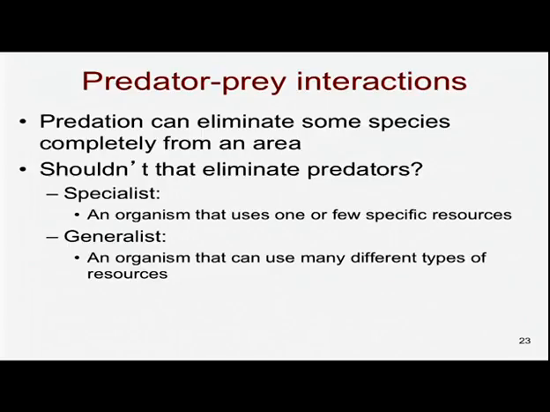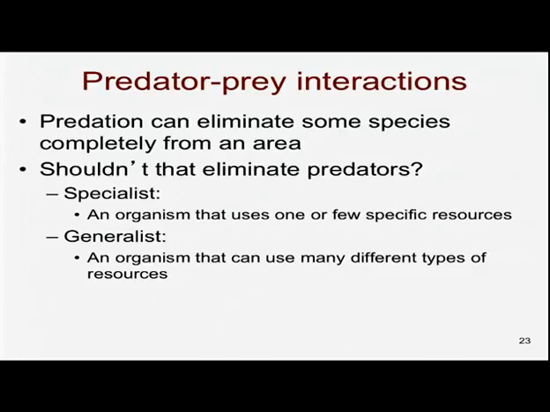Okay, so if predation can get rid of a species, wouldn't that eliminate the predators? Yeah, in some cases it might, especially if the predator is a specialist, right? Only eats the rabbit. If there was some horrible disease that came through and killed all those rabbits, most of the Canadian lynx are going to die over that winter because they have nothing else to eat. Okay, so yeah, that could. There's much more danger of a specialist predator going extinct because it's absolutely dependent on one other species. Remove that one species and they're screwed.